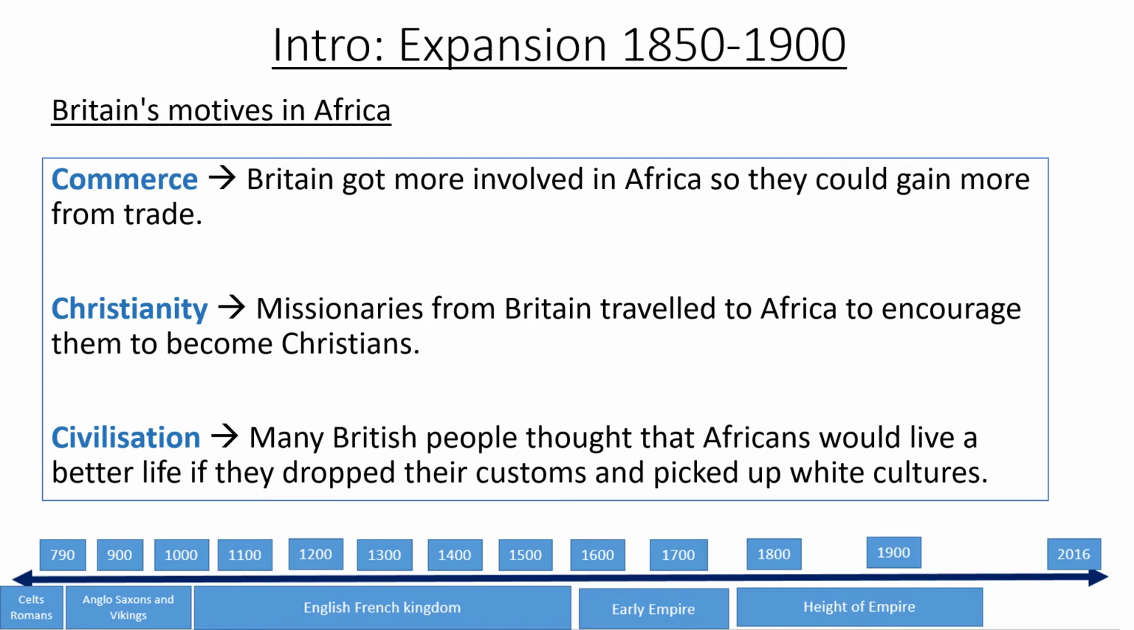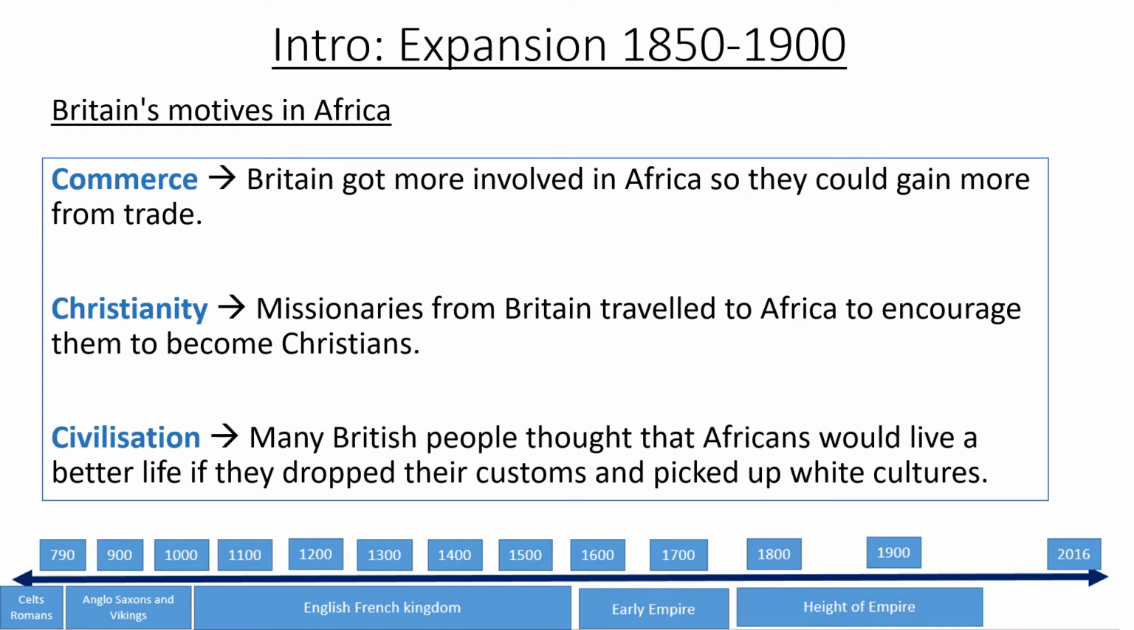So here we go. A little bit more detail, which you can add to your answers if you haven't already. Britain's motives in Africa: commerce. Britain got more involved in Africa so they could gain more from trade. There was, apart from palm oil, plenty of gold in South Africa, diamonds as well, but also other raw materials that could be mined and could be farmed.